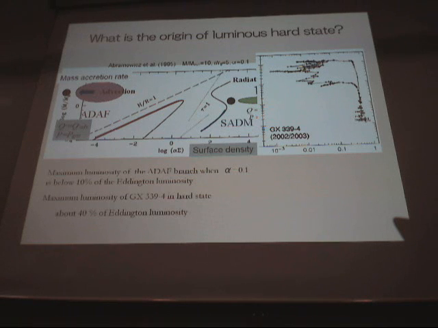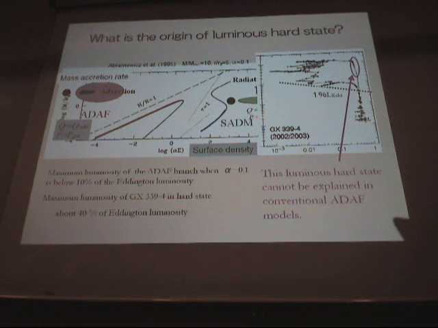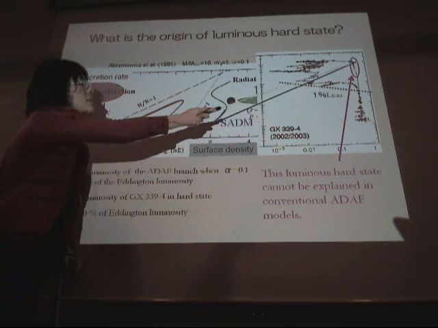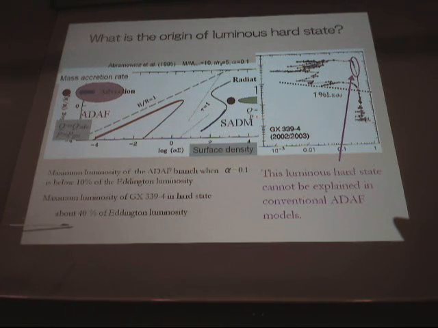To compare with the theoretical model, the hard state is an ADAF-like solution, and the soft state is a standard disk solution. And when the transition occurs, the disk moves from here to here and returns to here. But from the observation, this region is estimated at about 40% of Eddington luminosity. And this very luminous state is difficult to explain in conventional ADAF models.